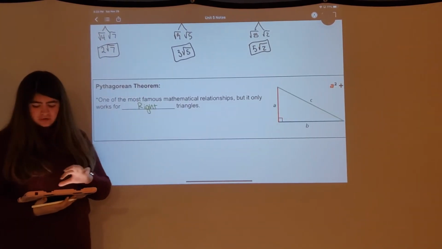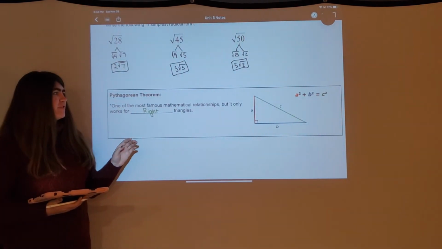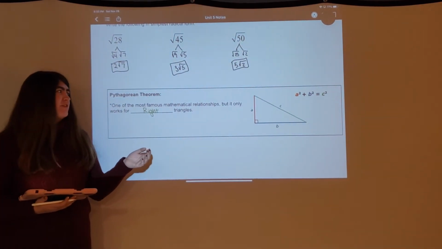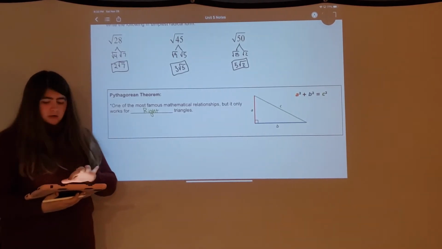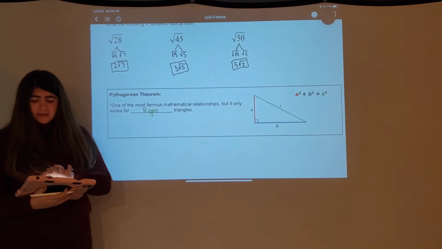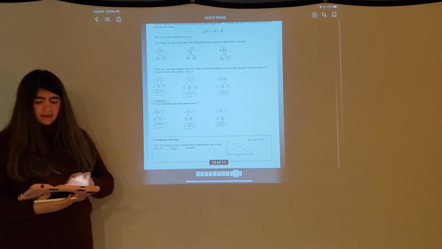Alright, now that we have taken a refresher on simplest radical form, we're going to remind ourselves about the Pythagorean Theorem, which we've already used a little bit this year. The Pythagorean Theorem says a squared plus b squared is equal to c squared, and it only works for right triangles.